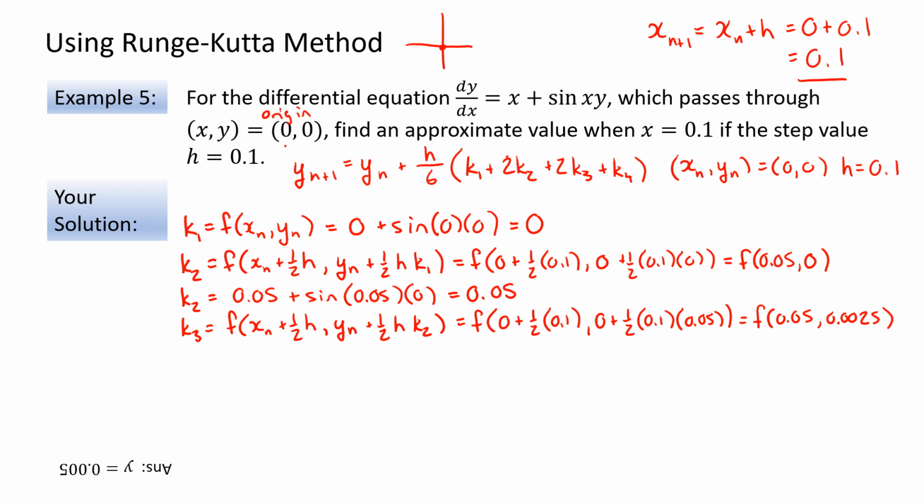Okay? Substituting in these values, we get k3 is equal to our x value, 0.05, plus the sine of our x value, 0.05, times y, which is 0.0025. Again, making sure your calculators are in radians. When you calculate this out, you get 0.050125. So you're starting to inch to a different value here. Okay, it's taking a while. In this example, we have very small decimals, but you eventually get to that solution.